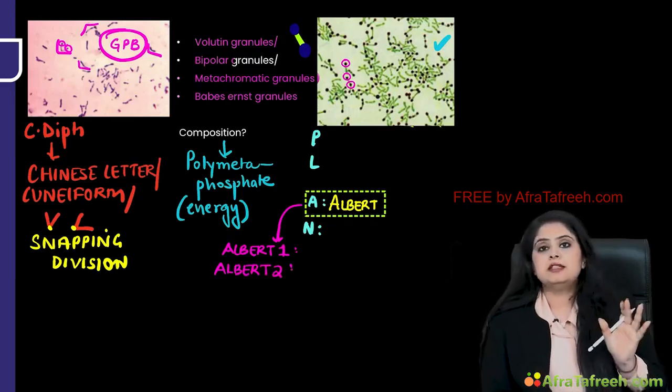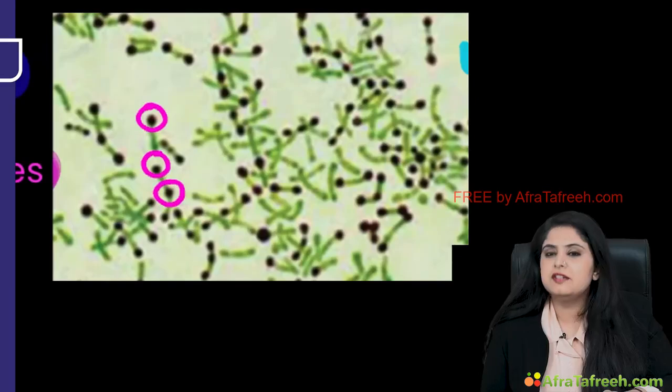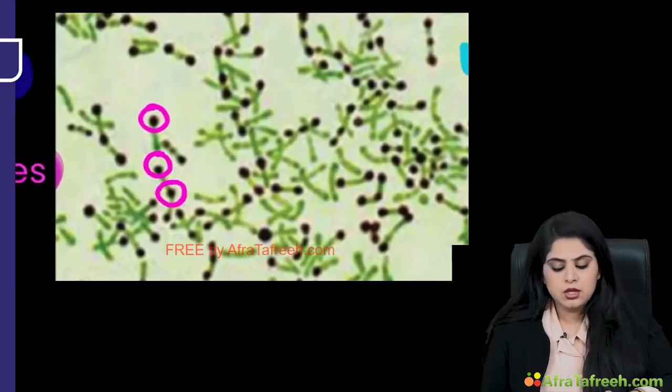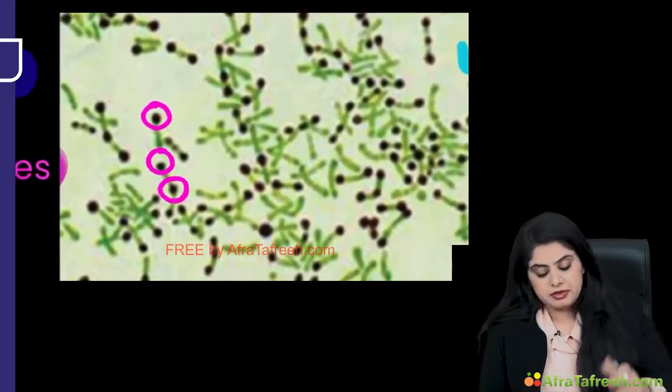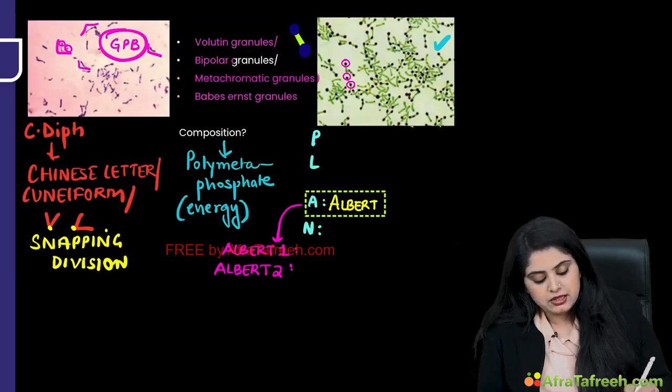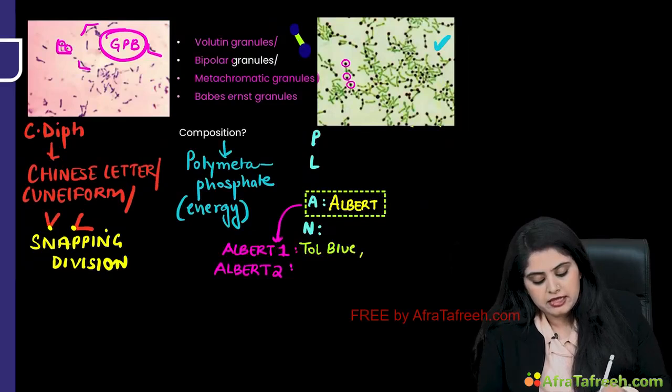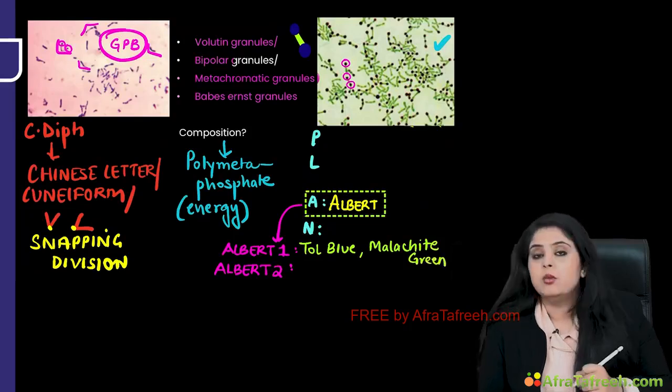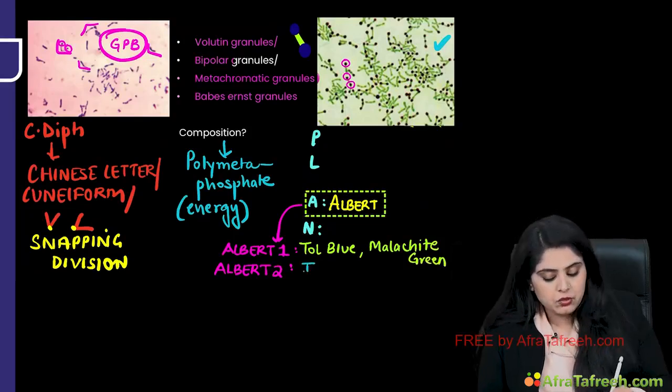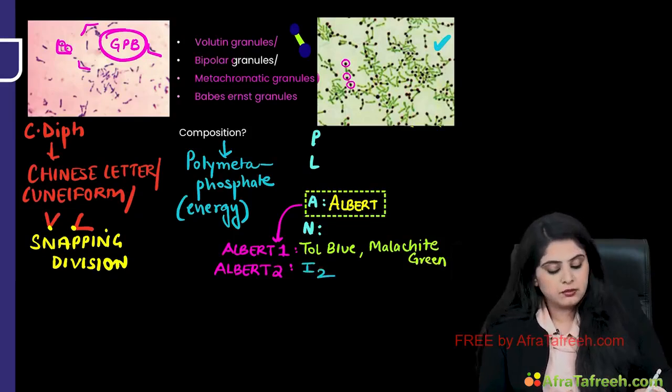The main stains. What are the main colors, ma'am? I can see one green color, one purple color. Some green, some blue-purple. Okay, so the green color and the purple color. So the purple color is going to be toluidine blue, and the green color is malachite green, and both of them are present in the Albert 1 stain only. What is present in Albert 2? Albert 2 basically has iodine. So how simple to learn?